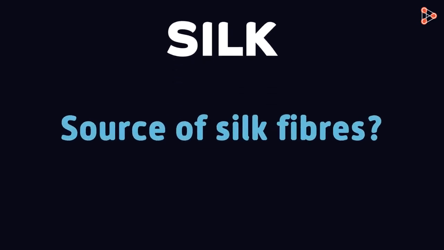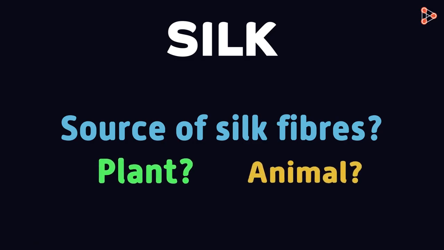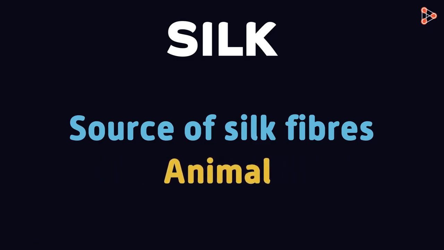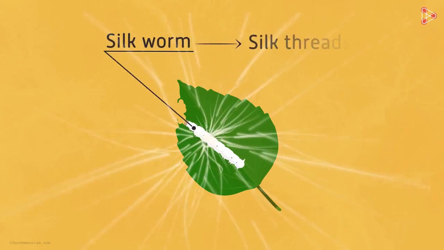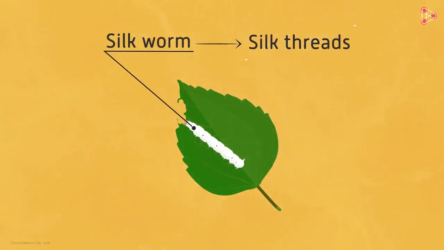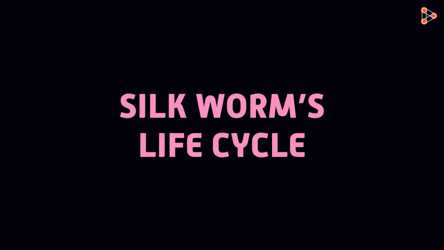To start with, can you tell me the source of silk fibers? Is it a plant or any animal? It's an animal. This small worm called a silkworm gives us silk threads. But how can we get threads from such tiny creatures? And how many threads can this little one give us? Let's get to know the complete process by understanding the silkworm's life cycle.